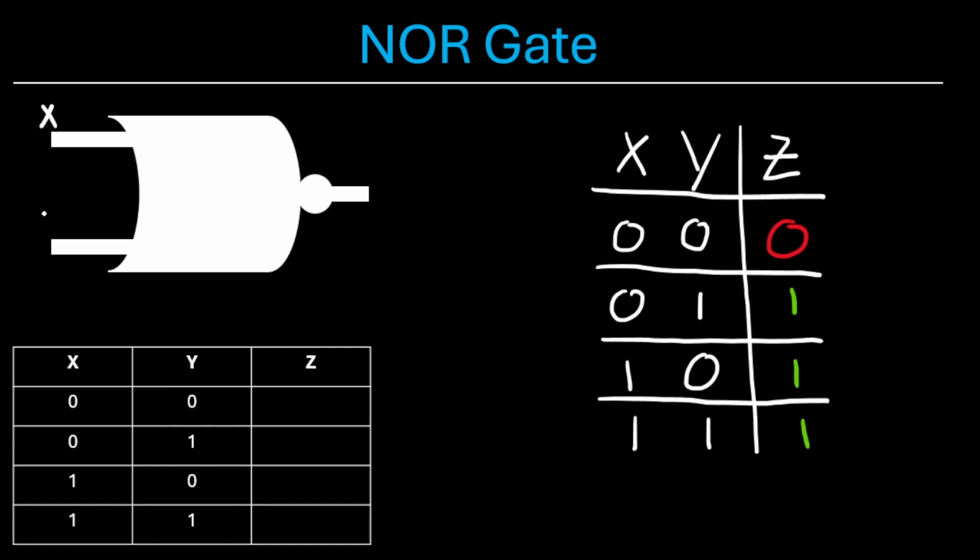So if we label inputs X, Y, and output Z, for any input that has a logic 1 in it, we're going to output a 0. So for input 0, 1, we're going to output a 0. For input 1, 0, output a 0. And for input 1, 1, output a 0. Now, if we input 0, 0, our output's going to be logic 1 or high. So as you can see, we've essentially just flipped the outputs.